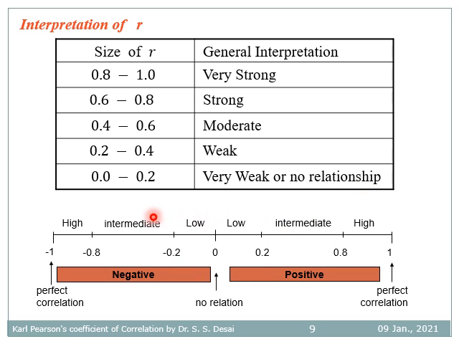Now, for direction, we may refer to this diagram. When r is equal to minus 1, there is perfect negative correlation. When r lies between minus 1 and minus 0.8, there is high degree negative correlation. Similarly, when r is equal to 0, there is no correlation. And when r is equal to plus 1, there is perfect positive correlation. And when r lies between 0.8 and 1, there is high degree positive correlation.